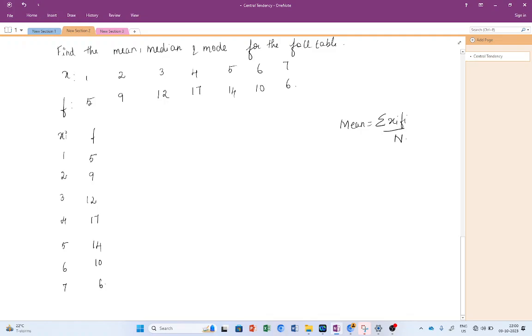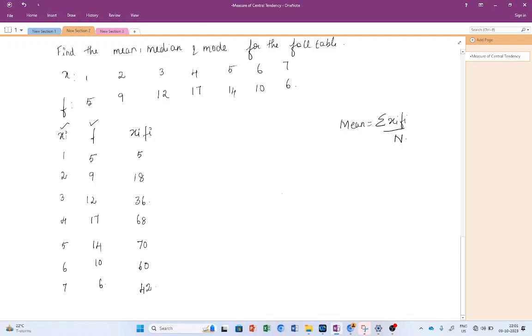So first what you need is the sum of xi into fi. This is your xi and this is your fi. You are finding what is your xi fi first. So you have to find the product. Okay, so it is 5 into 1 is 5, 9 into 2 is 18, then 12 into 3 is 36, 17 into 4 is 68, 14 into 5 is 70, 6 into 10 is 60, 7 6 are 42.